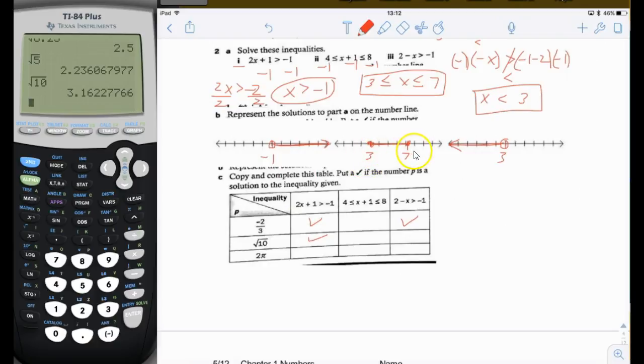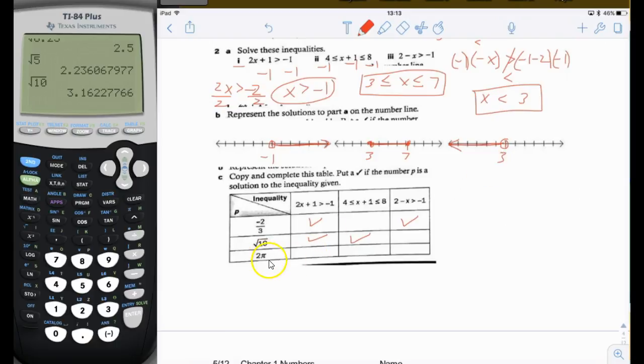What about between 3 and 7? Is square root of 10 in between 3 and 7? Yeah, it is. 3.16 is slightly to the right of 3. So it is. What about to the left of 3? Less than 3. Is 3.16 less than 3? No, it's not. So that one we're going to leave blank.